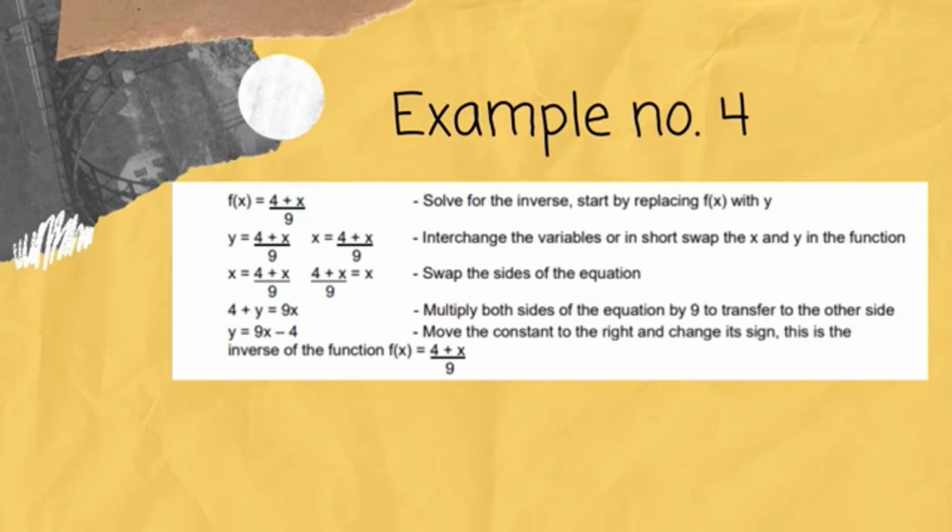Swap the sides of the equation. So it will be (4 plus y) over 9 equals x. Then we have to multiply both sides of the equation by 9 to transfer it to the other side. So it'll be 4 plus y equals 9x. Then move the constant to the right and change its sign. So it'll be y equals 9x minus 4. This is the inverse of the function f(x) equals (4 plus x) over 9.